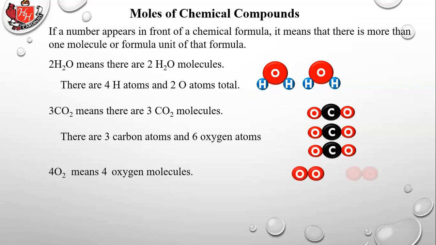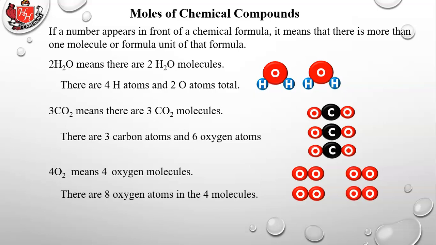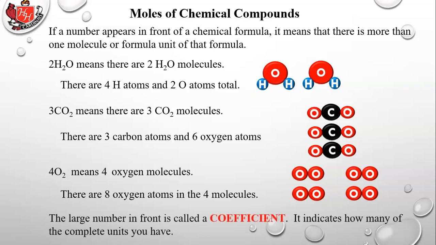4O2 means 4 oxygen molecules. If you look at the diagram, 4 times 2 would equal 8. So there are 8 oxygen atoms in 4 molecules. The large number in front is called a coefficient. It indicates how many complete units or how many complete molecules that you have.